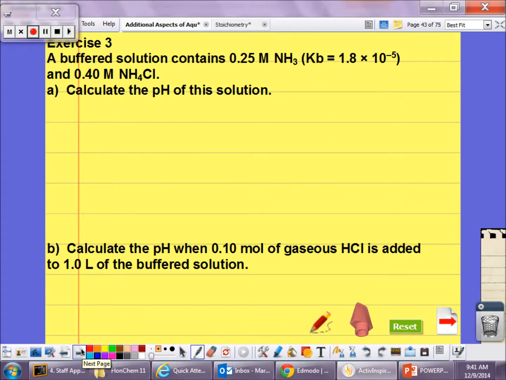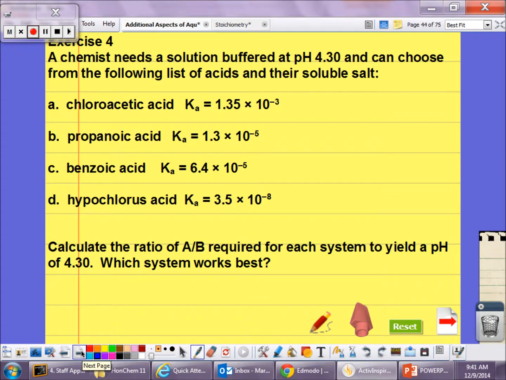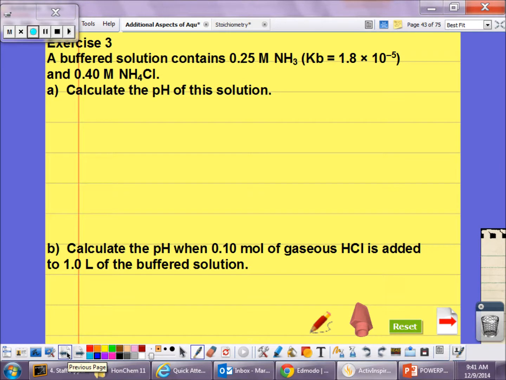Alright. Let's do, well, at least this page. A buffered solution consists of this. This is ammonia, and if you remember, it is a base. And this is ammonium, the conjugate acid. It is the same thing. All you have to be very careful about is that ammonia is the base and ammonium is the acid. Because I told you not to change the buffer formula, you would have to find Ka.